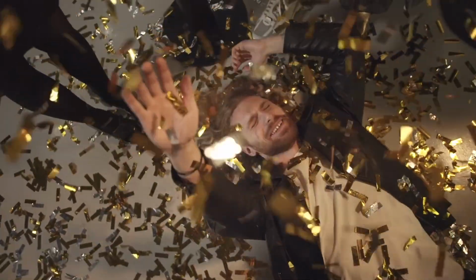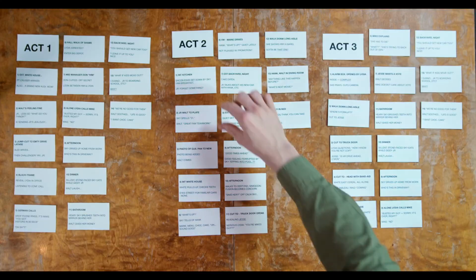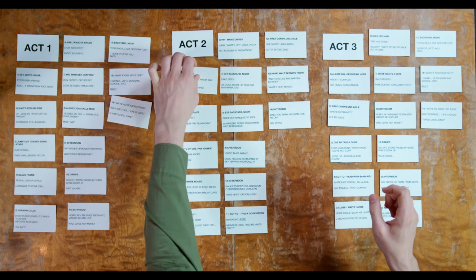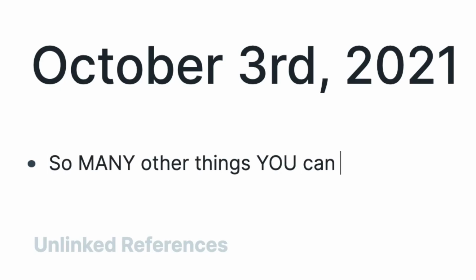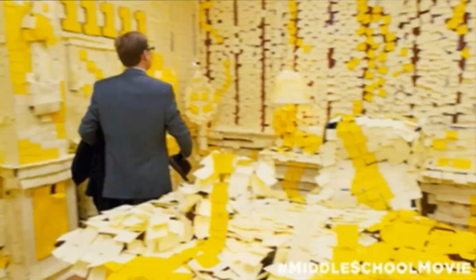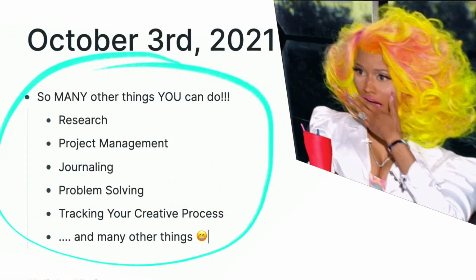And voila, that's how you outline in Roam Research. Like I mentioned at the beginning, this is just one of many applications of the outlining function in Roam. There are so many other things you can do, like research, project management, journaling, problem solving, tracking your creative process, and many other things. And all of them are worth exploring.